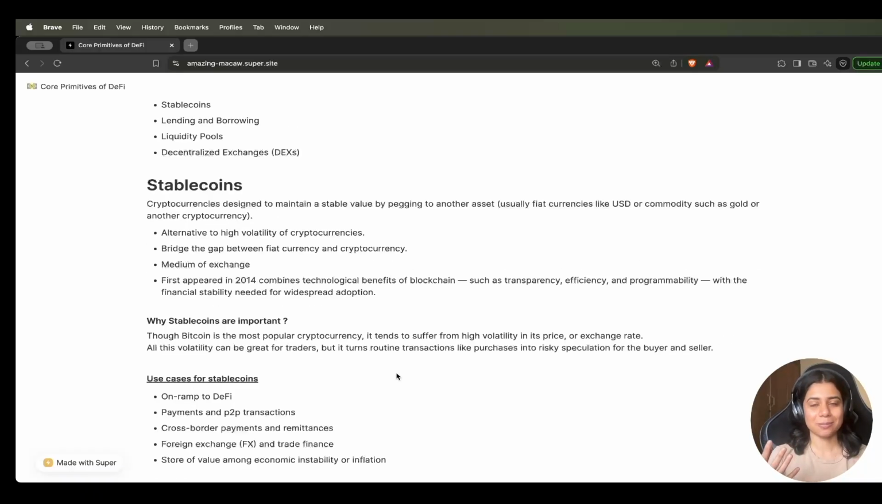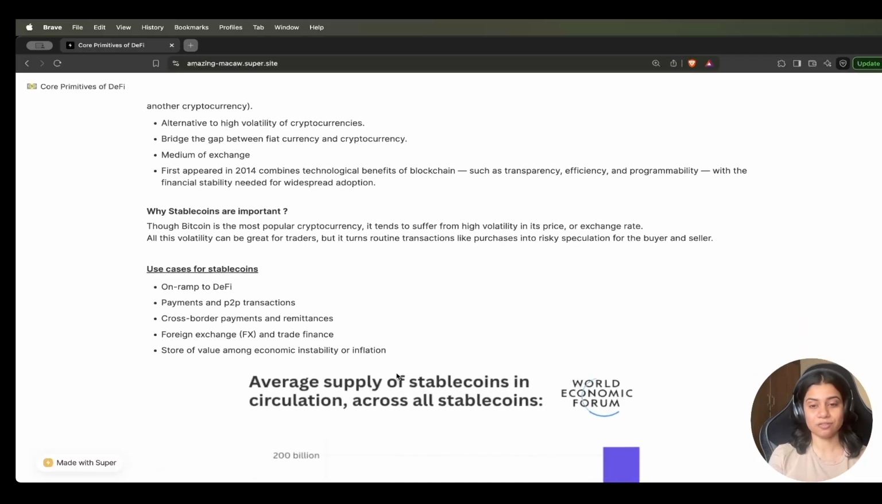Now let's understand why stablecoins are so important. Even though cryptocurrencies like Bitcoin and Ethereum are so popular, they have volatility in their price, due to which they cannot be used for day to day transactions. So that's why we need something with a stable value, and that's how stable coins came into the picture. Now let's see some of the use cases for stable coins. It could be on-ramping to DeFi, payments, cross-border payments, foreign exchange, and also a store of value during economic instability or inflation.